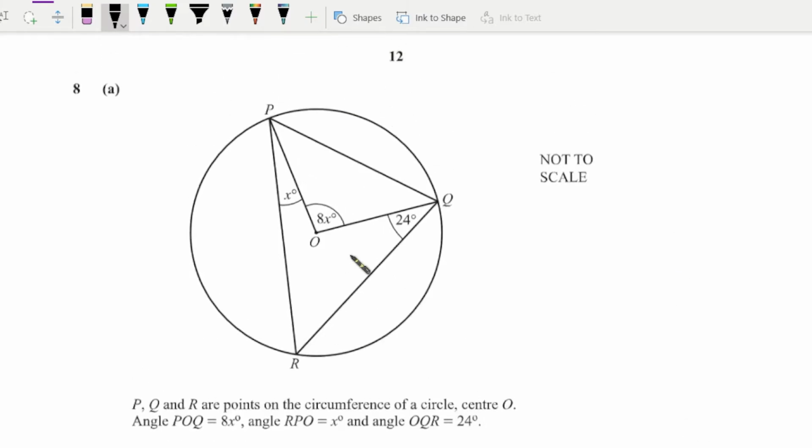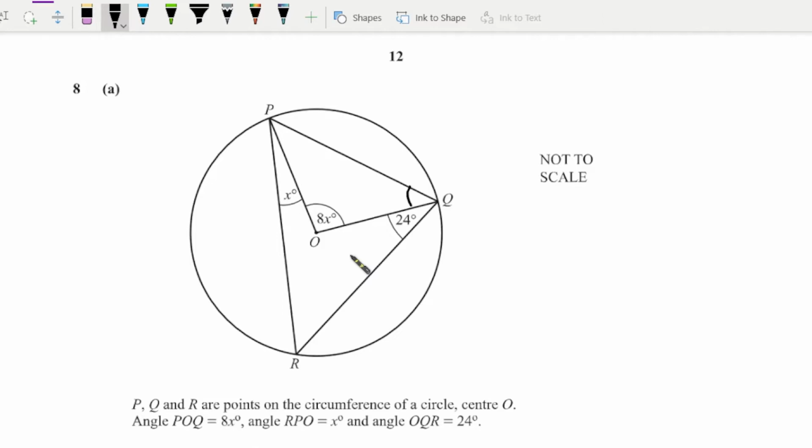So, okay. Now here, OPR is x degrees. POQ is 8x degrees, and this angle is being given here, which is OQR. It is 24 degrees. So we have to find out PQO. We need to find out this angle.